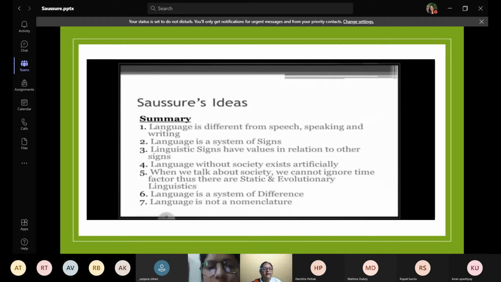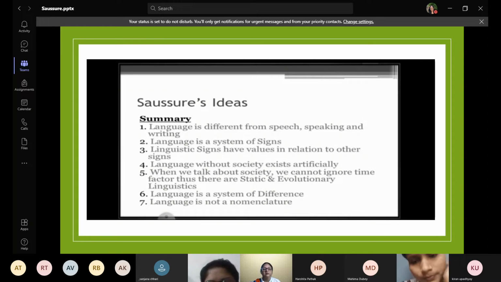अब हम इनके आइडियाज को समराइज करते हैं. सो शॉर्ट्स आइडियाज समराइज करेंगे तो क्या है, फर्स्ट दैट लैंग्वेज इज डिफरेंट फ्रॉम स्पीच. लैंग पेरोल, है ना, लैंग्वेज इज डिफरेंट फ्रॉम स्पीच, स्पीकिंग, राइटिंग, दिस इज ऑल पेरोल. ओके, तो लैंग्वेज इज अ सिस्टम ऑफ साइंस. Language, पहली बात, language is a system. System means there is some kind of order here in this. There are some kind of rules of what? Of science. Everything here is a sign, right? और उन sign का अपना एक system है, and this is what is language.